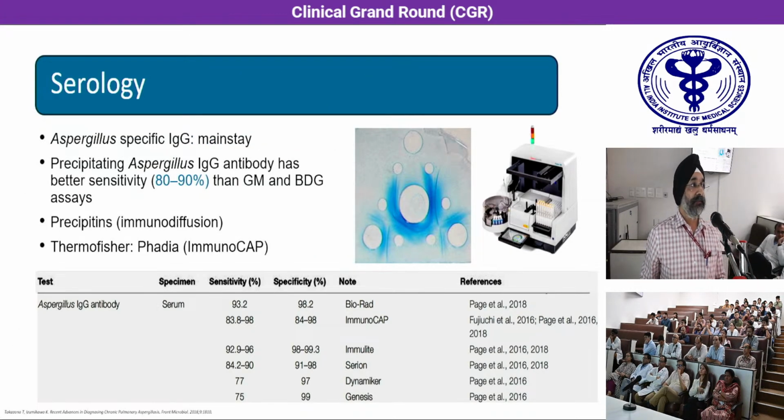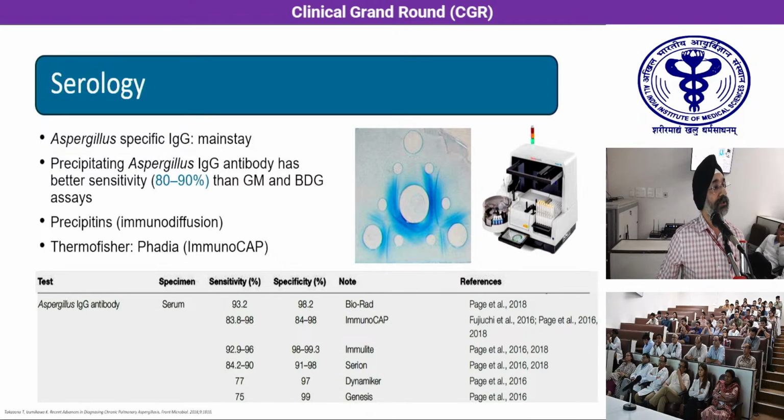Serology is the mainstay in diagnosing CPA, and precipitating Aspergillus IgG antibodies have the best sensitivity of around 80 to 90%. There are other assays available, like galactomannan, that can be used. However, again, the sensitivity and specificity is not very good. For decades, we've been doing precipitins, but precipitins have one major limitation: the specificity, although very high, the sensitivity is extremely low, maybe around 10 to 20%. So therefore, it is not a very valuable assay to be performed as far as CPA is concerned.